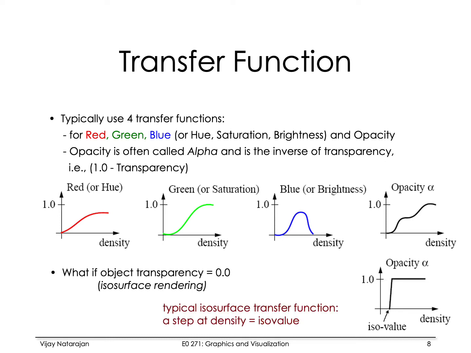So this is one way of computing or displaying an isosurface using the volume rendering pipeline. So a typical way to extract the isosurface is not using a delta function, but rather using a step function which is centered at this ISO value.